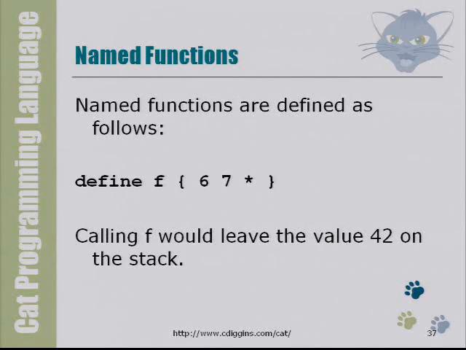So of course there's named functions. Named functions are crucial for humans writing code in CAT. So it's as simple as saying define f as being function 6, 7, multiply, which obviously produces 42 on the stack.